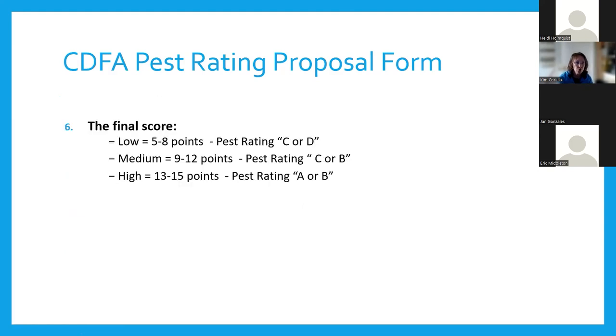So when you have that final score, a low score is usually 5 to 8 points. That usually receives a pest rating of C or D. Medium receives a pest rating of C or B, and high is A or B. And it's up to the person at CDFA rating these pest proposal forms. This is a basis for usually what these scores are equivalent to for the pest ratings.